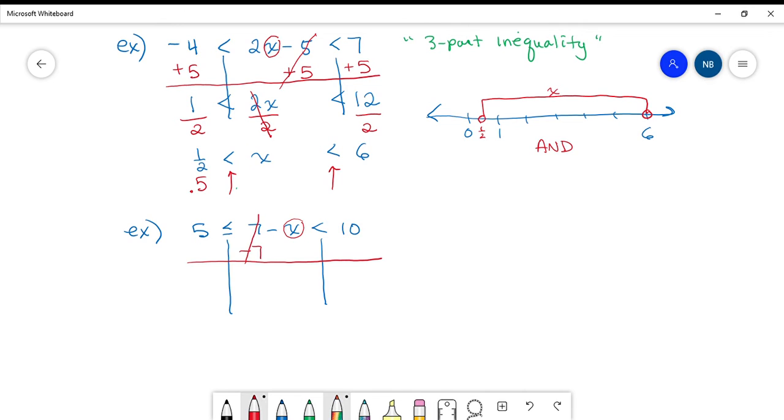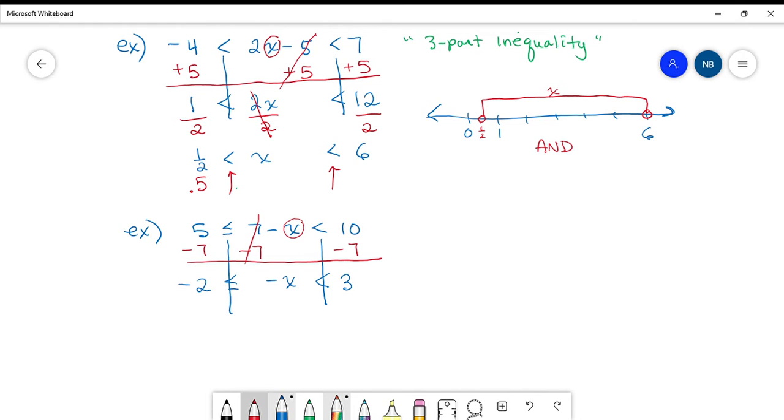7 minus 7 is 0. That leaves -x by itself. That's what we want so far. Now if I subtract 7 from the middle, I have to subtract it from left and right as well. 5 minus 7 is -2, less than or equal to -x in the middle, which is less than 10 minus 7, or 3 on the right.